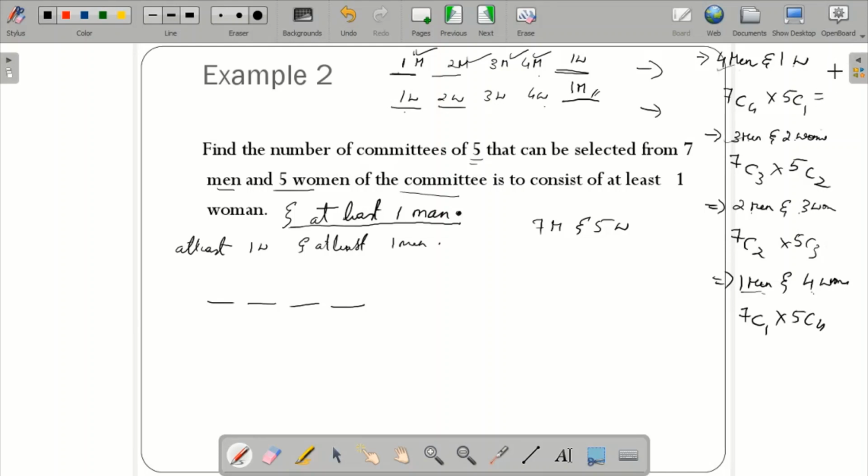When it is 7C4 into 5C1, it is actually 7 factorial divided by (7 minus 4) is 3 factorial, 4 factorial, into 5C1 which is 5. So here you will get the answer as 7 into 6, 7 into 5. I think you'll get it as 35.